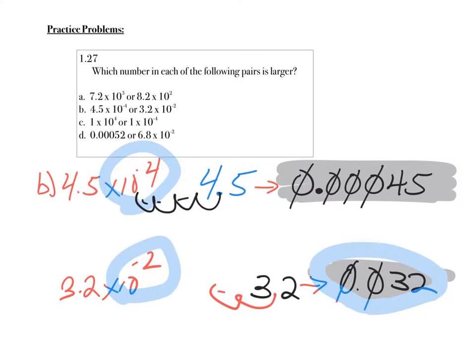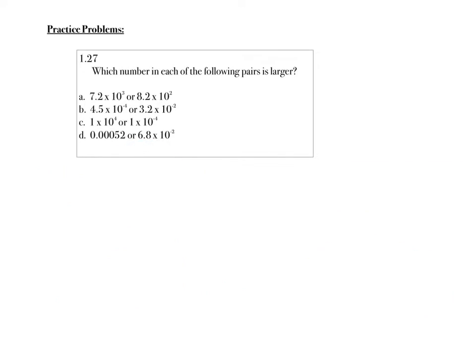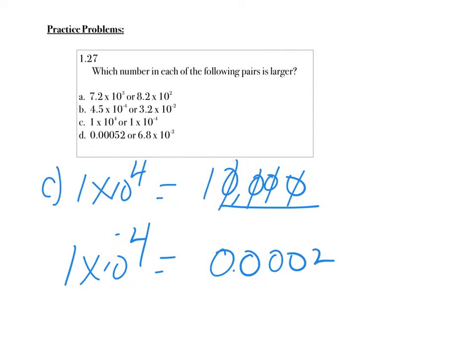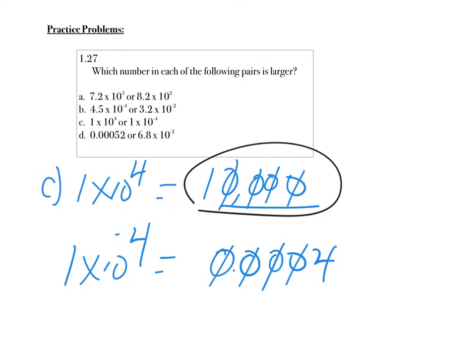Okay, example C says 1 times 10 to the fourth versus 1 times 10 to the negative fourth. 1 times 10 to the fourth is 10,000, you got 4 zeros. And 1 times 10 to the negative 4th is also going to have zeros, 4 of them, but they're going to be before the 1. So your obvious answer is 10,000 is larger. 1 times 10 to the 4th.